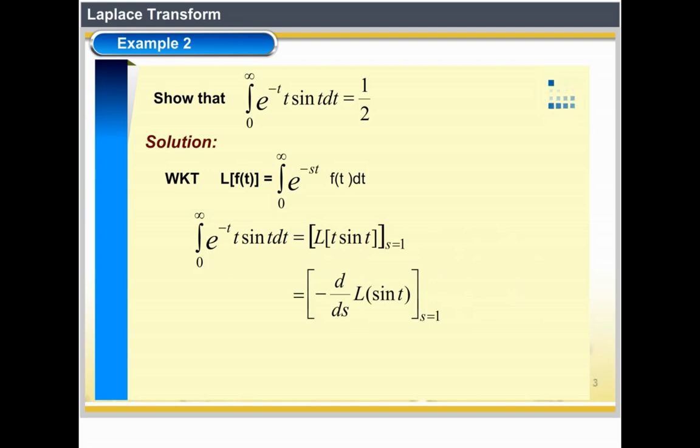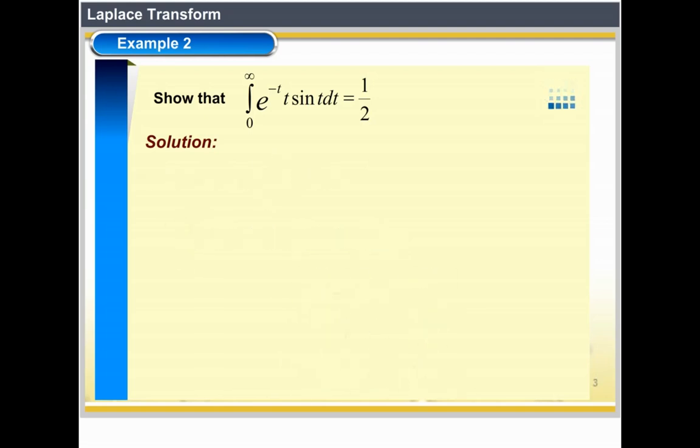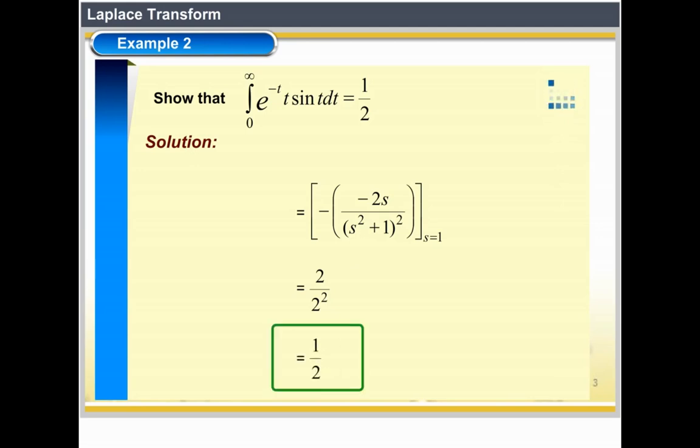This equals minus d/ds of L{sin t} with s equal to 1, which equals minus d/ds of 1/(s^2+1). This is the formula, with s equal to 1. This equals minus of minus 2s divided by (s^2+1) the whole square, with s equal to 1. We just differentiated, and in the last step it equals 2/2^2, which equals 1/2.